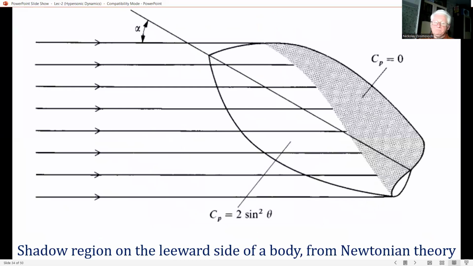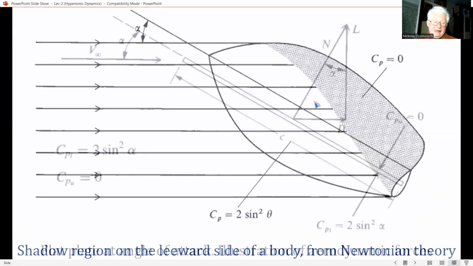And hence, for that portion of a body that is in the shadow on the incident flow, as you can see here as a shadow, right? Such as the shaded region sketched in this picture, no impact pressure is felt. Hence, over this shadow region, it is consistent to assume that the pressure will be the freestream pressure. So, therefore, the Cp equals 0. Okay? So, here it will be 0.